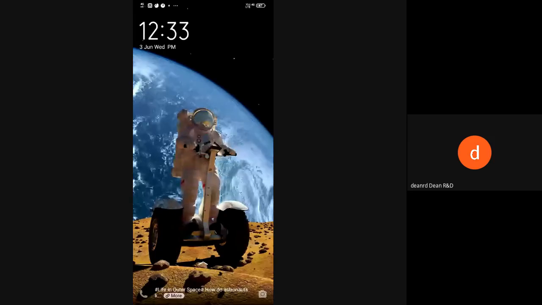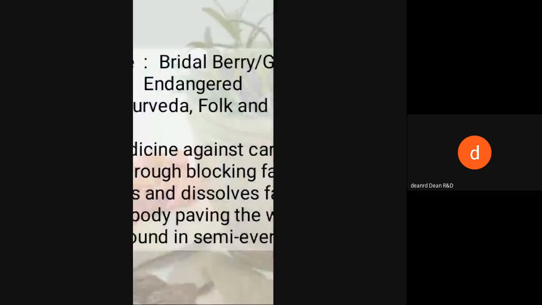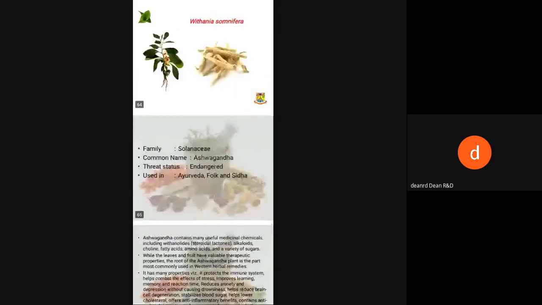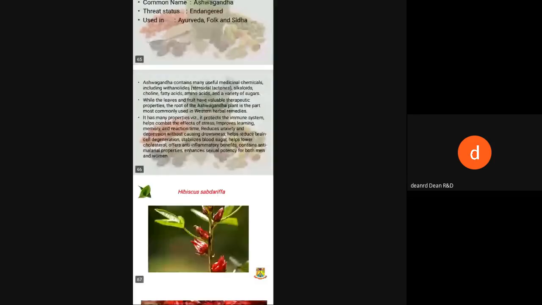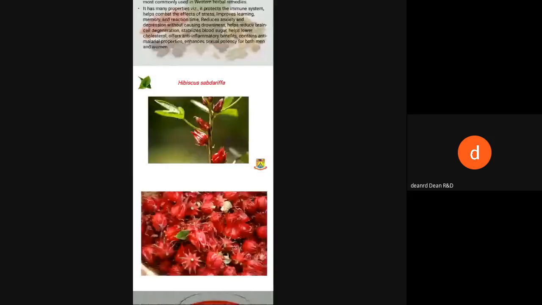Then the next one is Hibiscus sabdariffa. This is again an important plant species of the Hibiscus group, where the calyces are utilized. Hibiscus sabdariffa belongs to the family Malvaceae, commonly called Roselle. This again is an endangered one, used in Ayurveda, folk and Siddha.